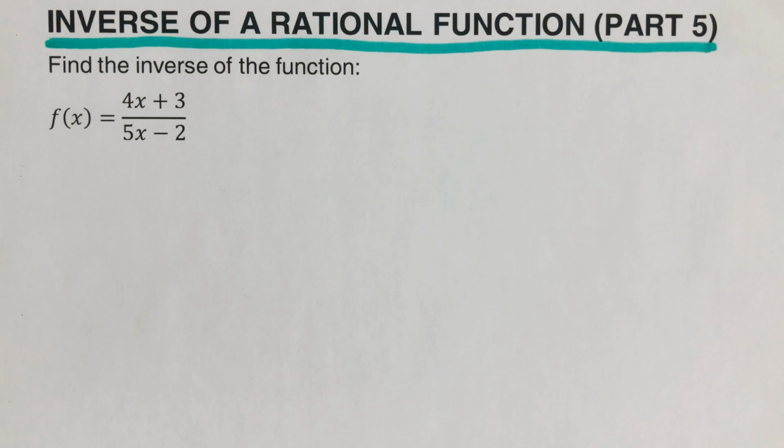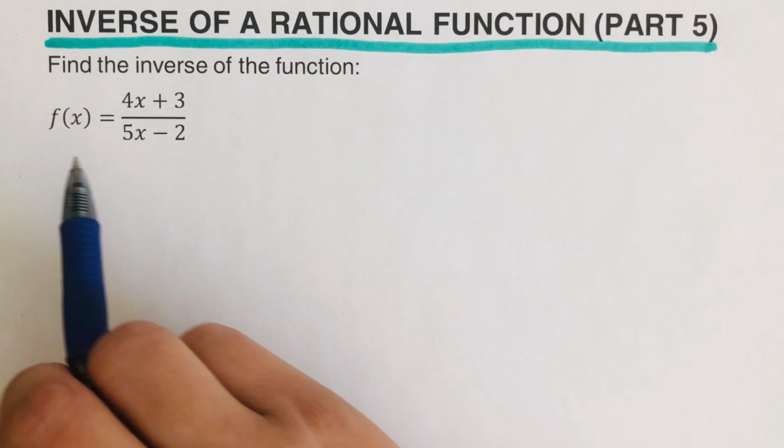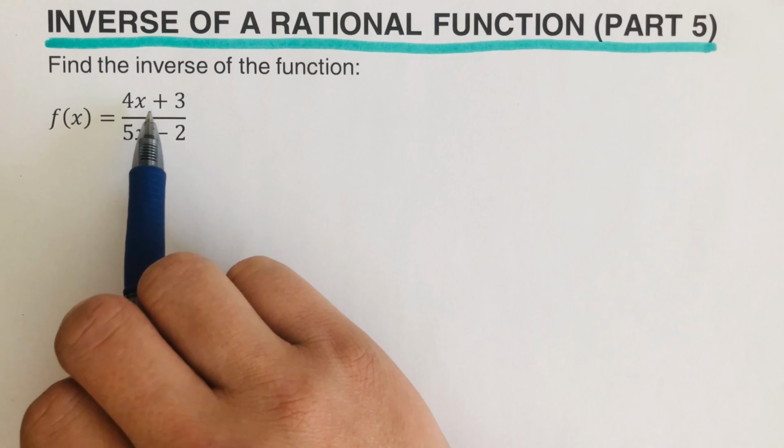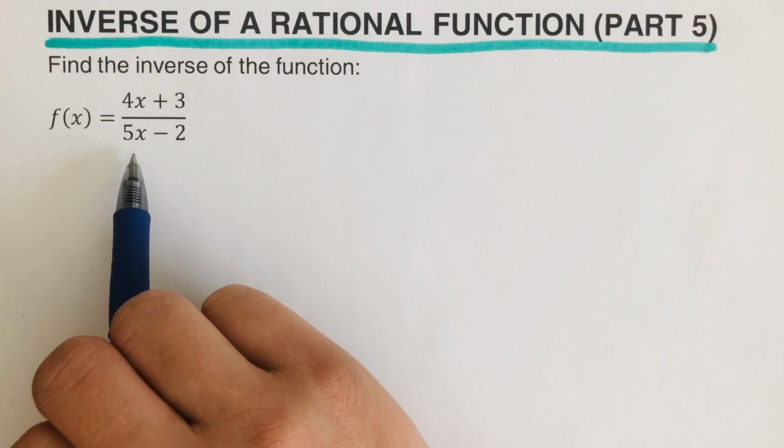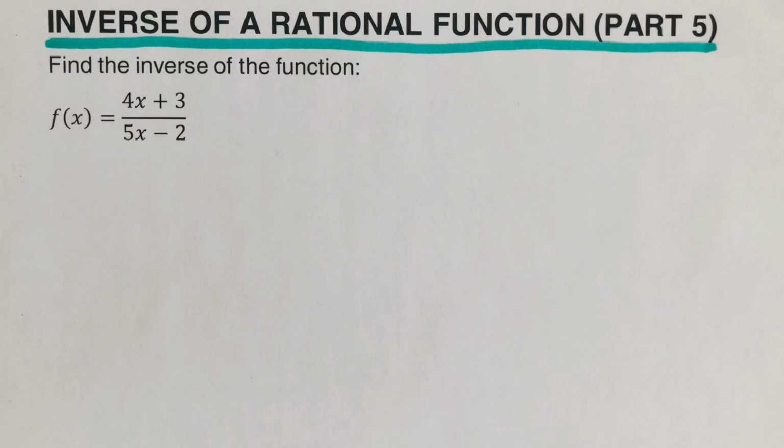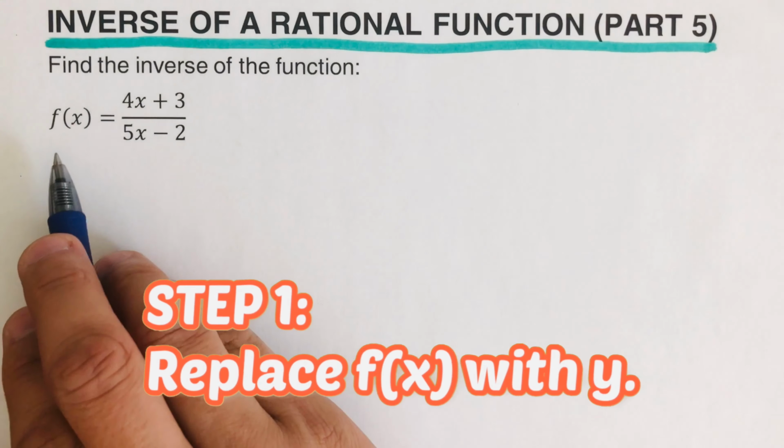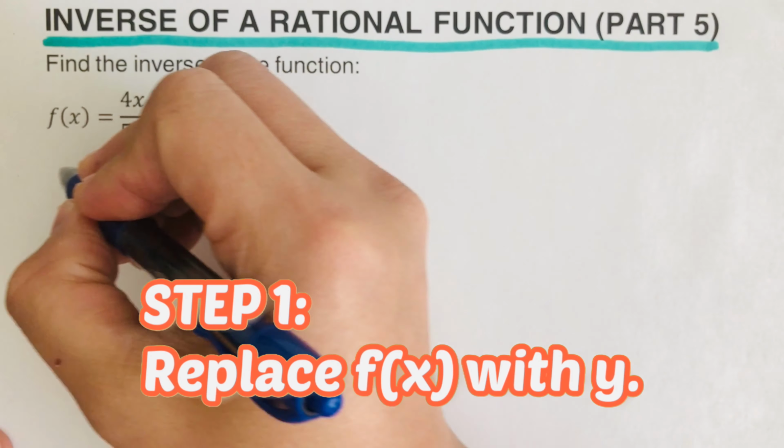Let's take this first example right here. Find the inverse of this function: f of x is equal to 4x plus 3 over 5x minus 2. There are three steps that we need to follow in order to solve for the inverse of any function. The first step is to replace f of x with y. So I'm just going to go ahead and rewrite this.